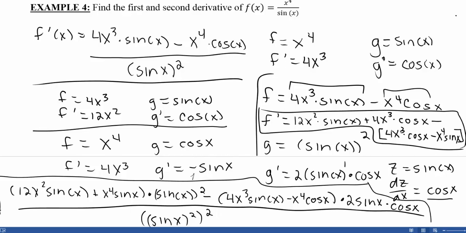But as long as you're careful, hopefully you won't lose any negatives or any terms. We're not going to try to simplify this because it's way too long. But again, if we go term by term and we're really careful, hopefully we don't lose anything along the way, and we're able to use the quotient rule to find our second derivative.